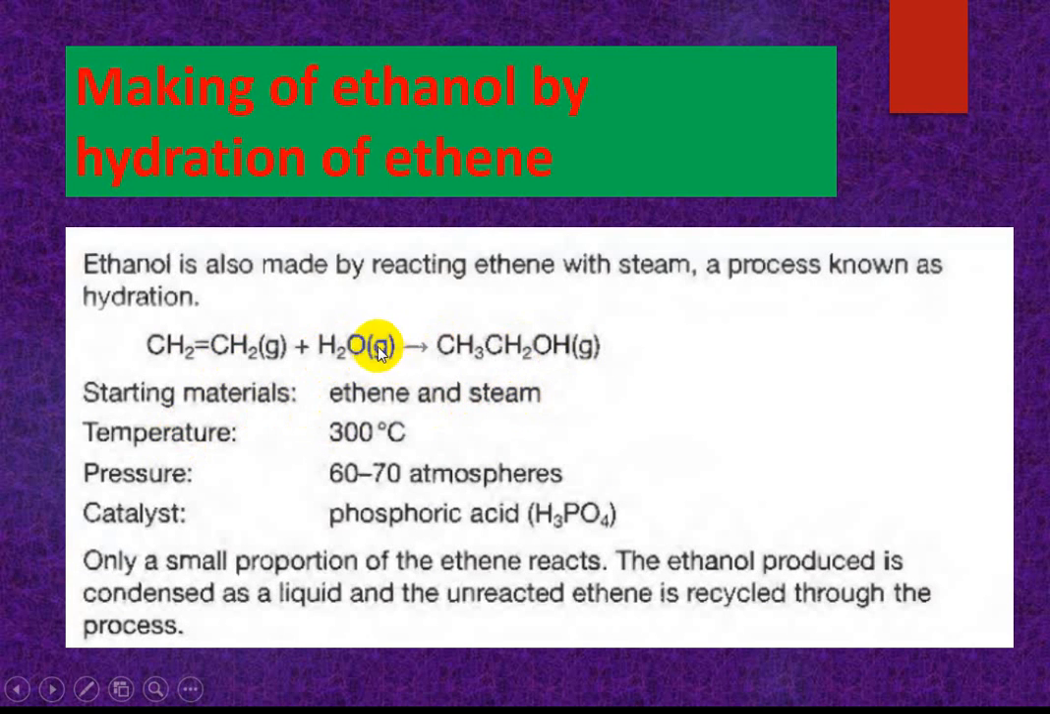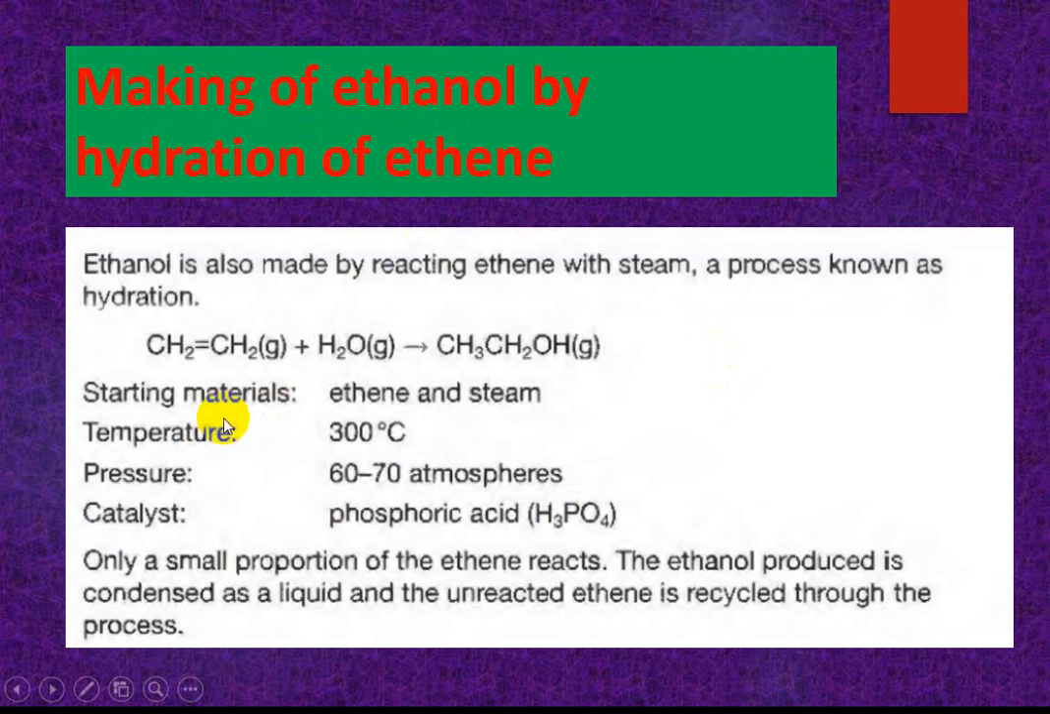Steam is water in the gaseous state, not liquid, not solid. Solid water means ice. Water (l) means normal water. Water (g) means steam, gaseous water. So the starting materials will be ethene and steam, the temperature is 300 degrees Celsius, the pressure is 60 to 70 atmospheres, and the catalyst is phosphoric acid, H3PO4.